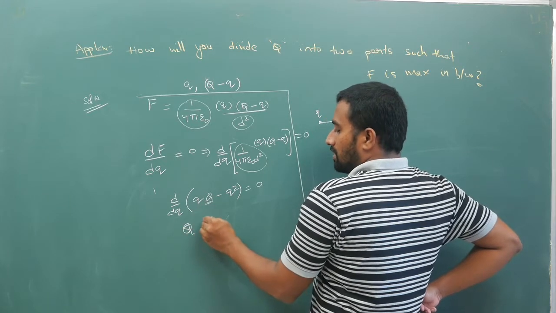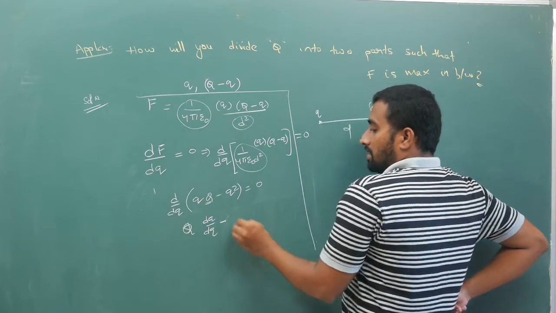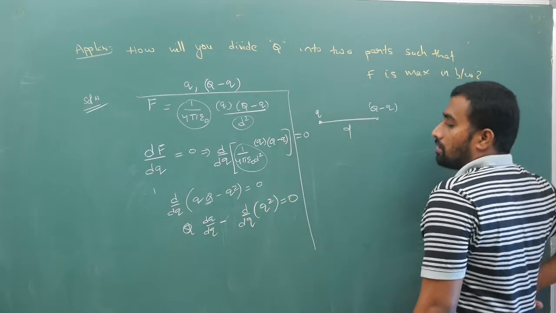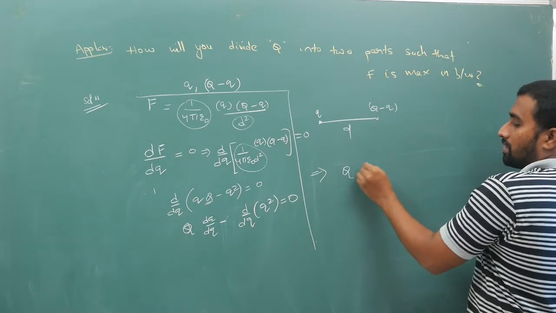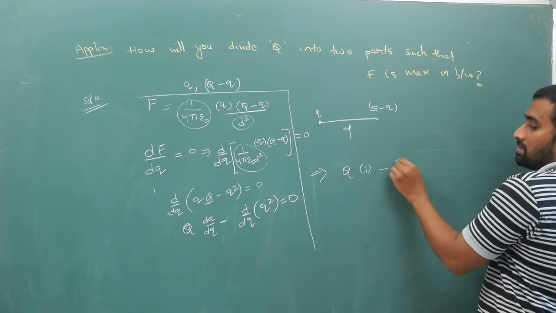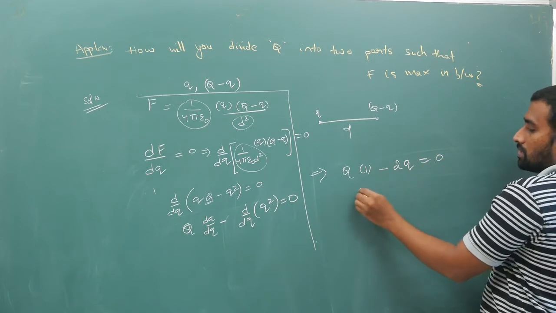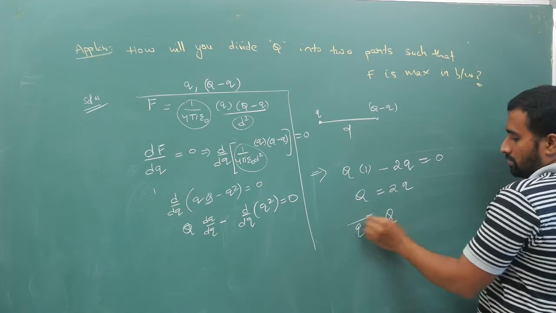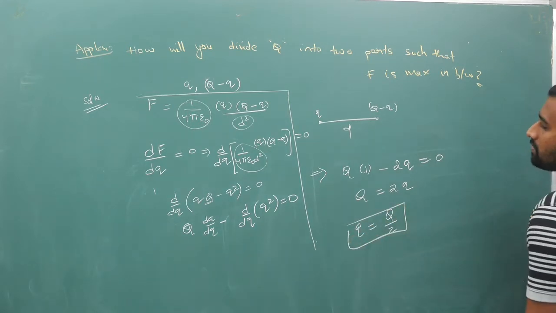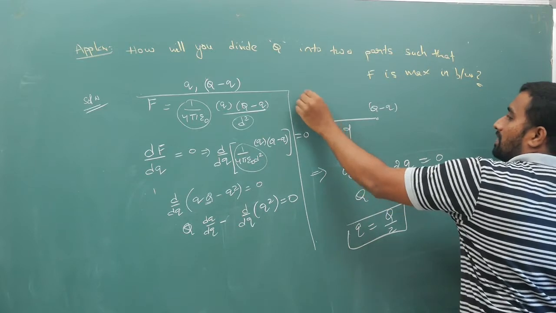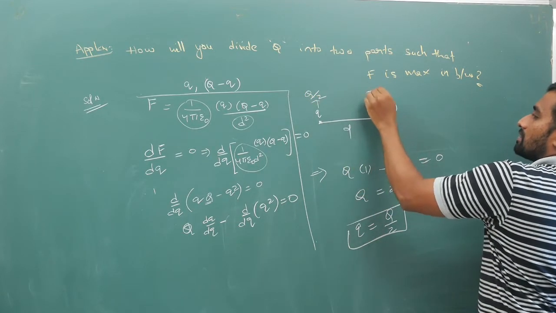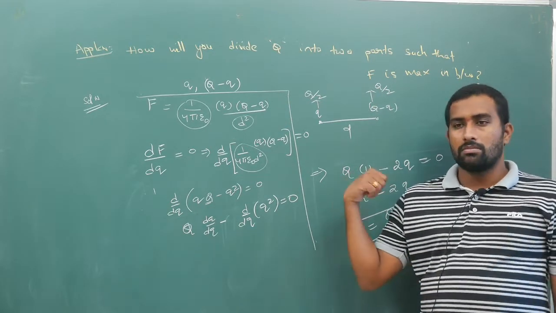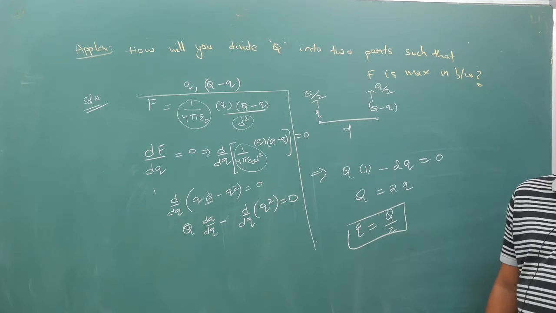So capital Q times dq by dq minus d by dq of q squared is equal to 0. So that will give you Q times derivative of q is 1 minus derivative of q squared is 2q is equal to 0. Q is equal to 2q, q equal to capital Q by 2. So that means to have maximum force, you are supposed to divide this charge capital Q into two parts like this, capital Q by 2 and capital Q by 2. Then you will have maximum force in between these two charges.